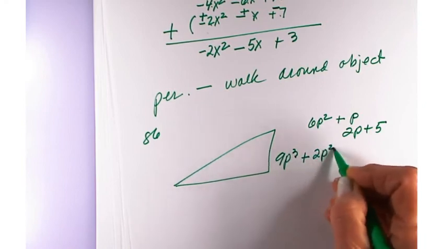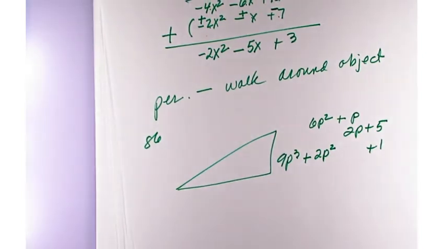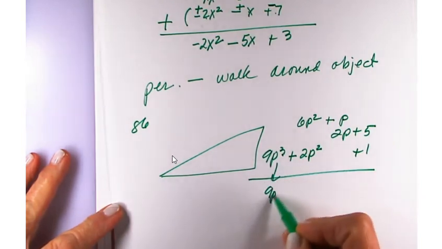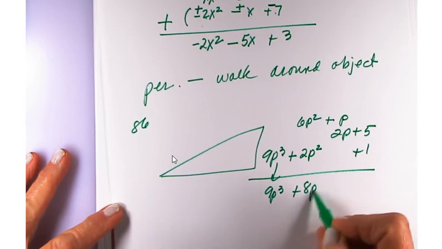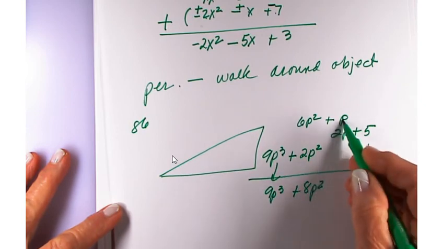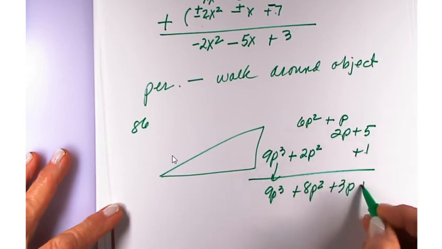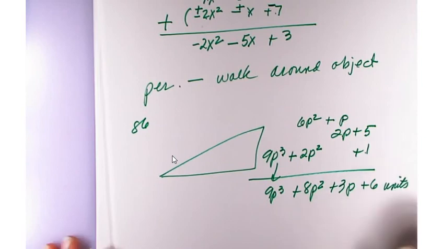So the idea there, folks, is to line everything up. So I'm going to get 9p cubed. 6 plus 2 is 8. 1 plus 2 is 3p. And 5 plus 1 is 6. And whatever units of measure they gave us for the triangle.